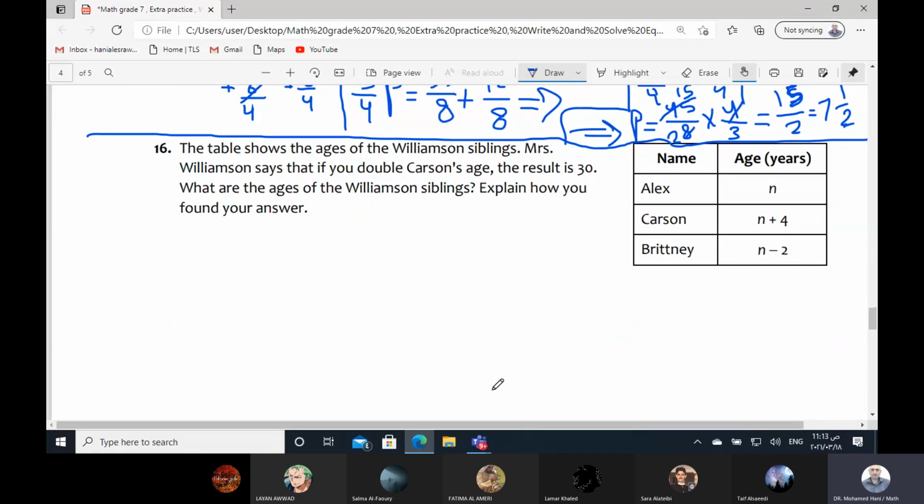Who can read exercise number 16, please? Read. Okay. The table shows the ages of the Williamson siblings. Mr. Williams says that if you double Kristen's age, the result is 30. What are the ages of Williamson's siblings? Explain how you found your answer.